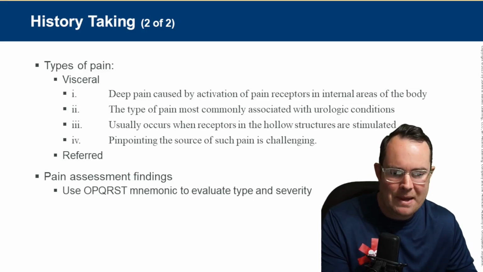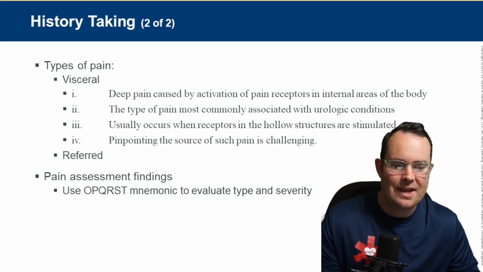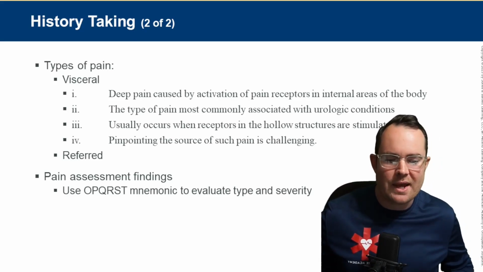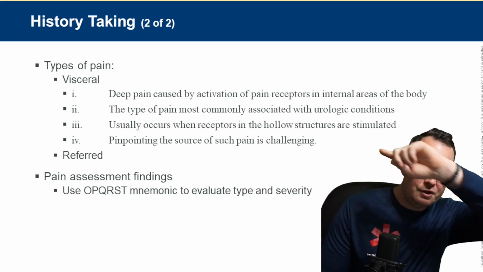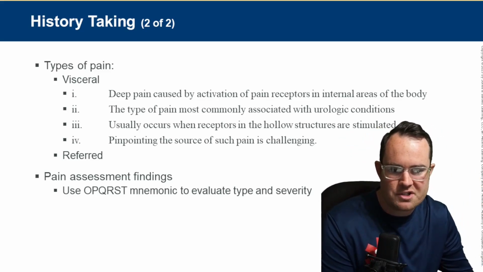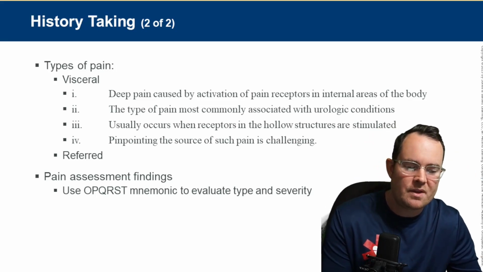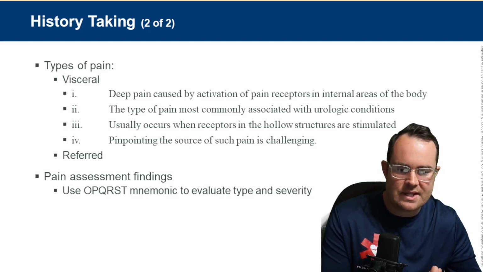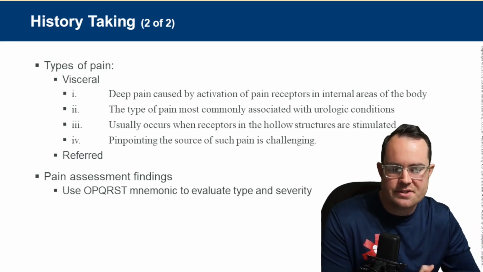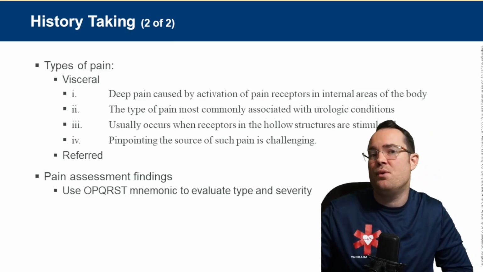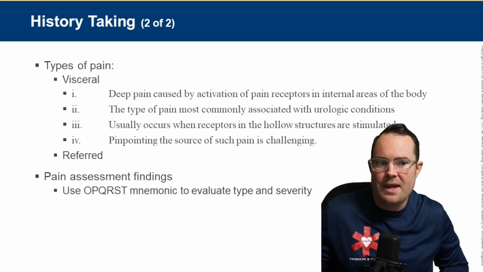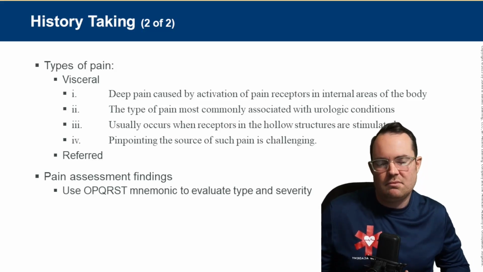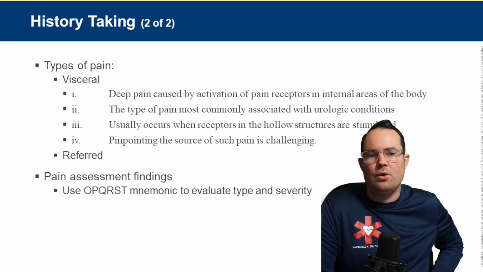Visceral pain is a deep pain caused by activation of pain receptors in internal areas of the body. This is very hard to locate, right? Very diffuse pain, typically seen in hollowed structures. It usually occurs when receptors in the hollow structures are stimulated, potentially stretched, right? This pain is often seen in urologic conditions. Again, hard to pinpoint, not like parietal pain. That pain can be pinpointed. They can say, "Oh, I have pain in my right lower quadrant," right?